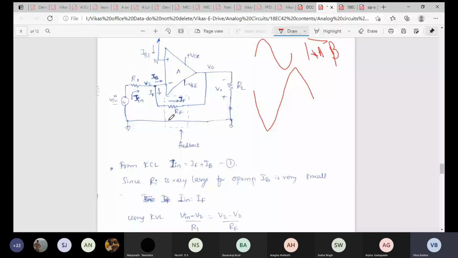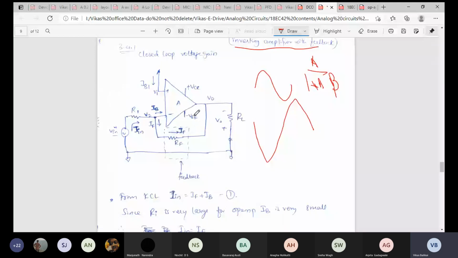Now, we'll try to apply, since a lot of currents are flowing over here, the analysis by utilizing Kirchhoff's current law. Now if I want to use Kirchhoff's current law, I can sense there is a feedback current, there is an input current, and there is a bias current IB1.